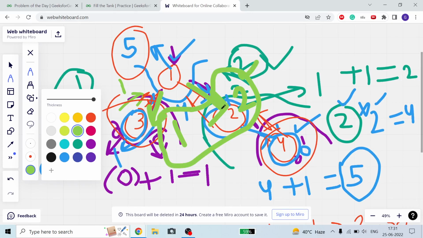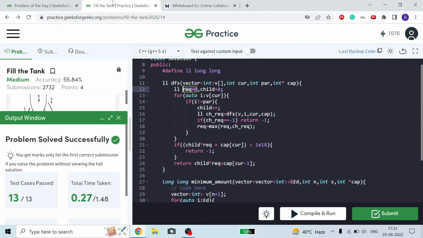There can be two nodes, one requiring x, one requiring y. Required contains y amount of water, the maximum amount of water that a particular child of a node needs. Initially it is 0. Child is the total number of child nodes the current node has. Then for all the ith nodes, meaning all the neighbor nodes of current v, if i is not equal to parent.